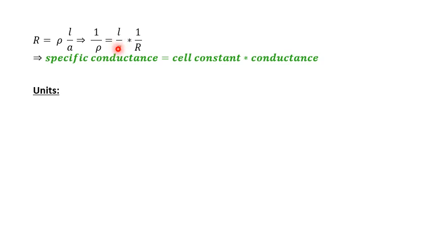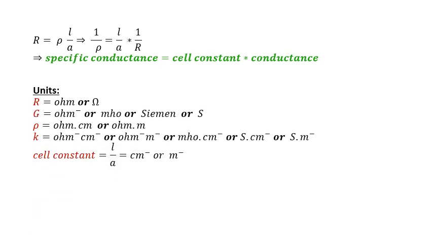Now we are going to see the units of R, rho, cell constant and kappa. Units are very important. You will get direct questions also. First one, R is resistance, with the unit ohm. G is the conductance, the reciprocal of the resistance, so 1 by ohm equals ohm inverse, mho, and Siemens or capital S. Already we have discussed.